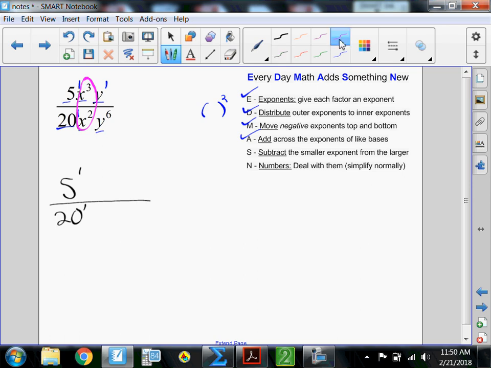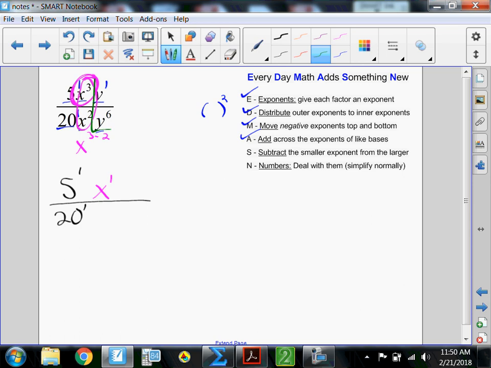My x to the third over x to the second is going to be x to the 3 minus 2. Subtract the smaller one, 2, from the larger one. 3 minus 2 is 1, so there's an x to the 1. The x is on top of the fraction because there's a larger number of factors of x on top. So 3 minus 2 is 1.